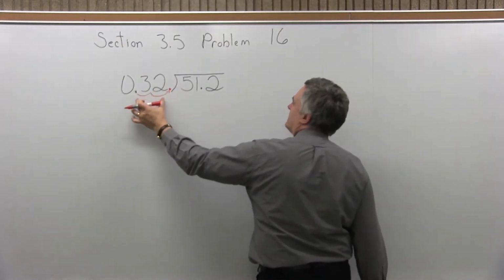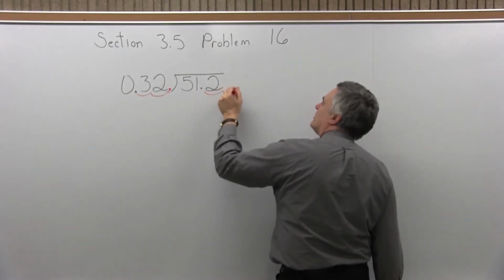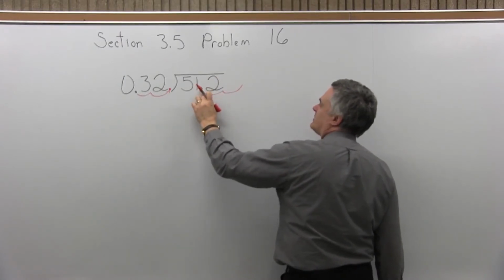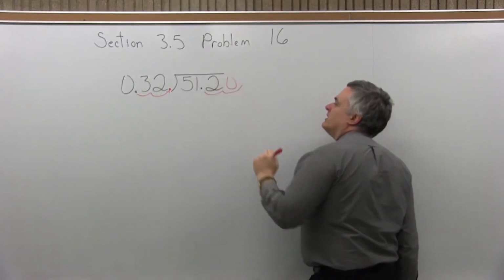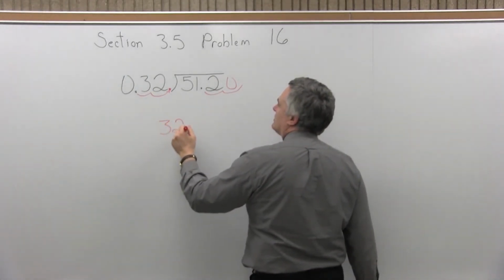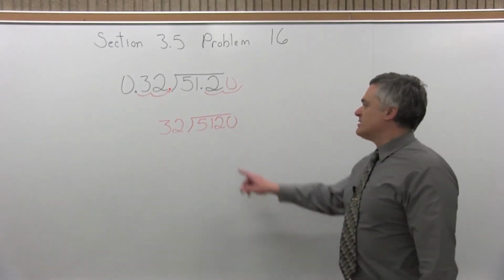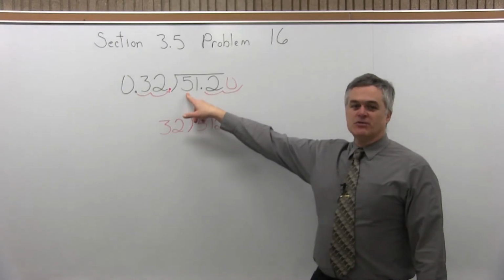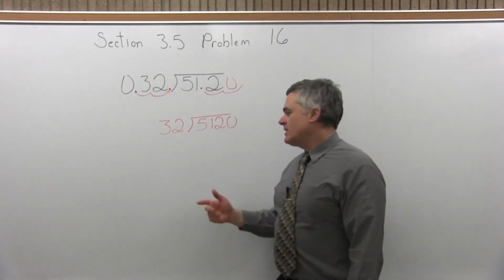Now the rule is, as many decimal places as you have to move that decimal for the number in front of the division symbol, you have to move it the same number for the number underneath the division symbol. So it starts between the 1 and the 2 for 51.2. If you bring it 1 spot, it goes to the right of the 2. You have to bring it 1 more spot, which will fill in with a 0. So now the problem essentially becomes 32 divided into 5,120. The answer for this division, the 32 divided into 5,120, will be the same answer for the original division, 0.32 divided into 51.2.